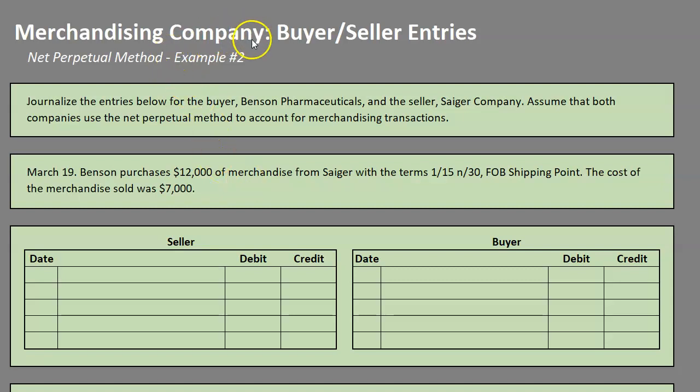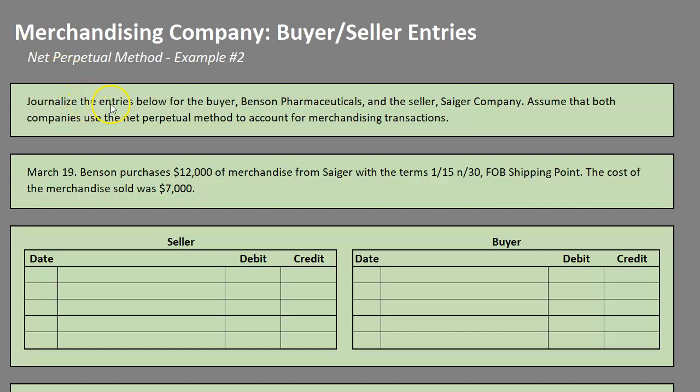We're going to be going over another buyer-seller entry example. Now, like we said in example 1, keep in mind this is the net perpetual method. So you're going to want to check with your instructor or your textbook to make sure that this is the method being used in your course.